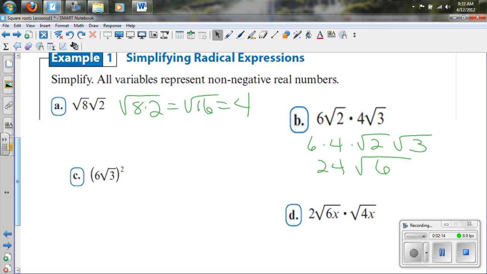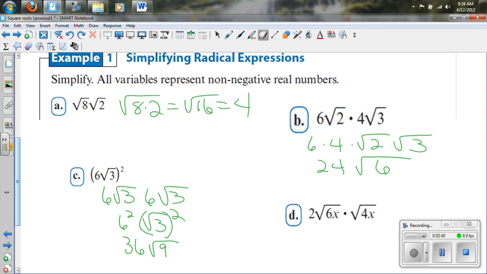If you have 6 square root of 3 squared, that really means 6 square root of 3 times 6 square root of 3. Or 6 squared times the square root of 3 squared. So you can remember you can distribute that squared, and so really what we have then is 36 times the square root of 9, or we have the square root of 3 squared, which is just 3. And so we can multiply 36 times 3 and get 108.